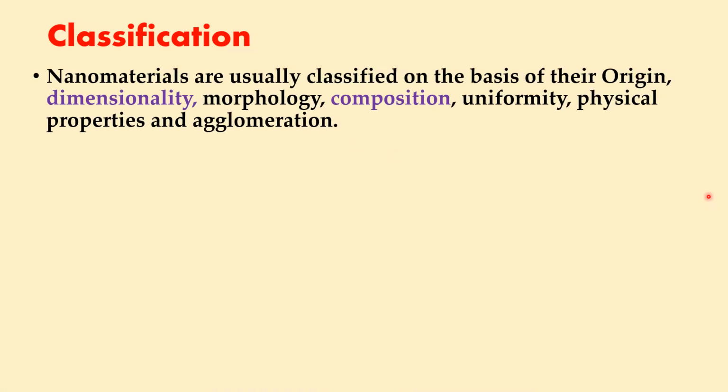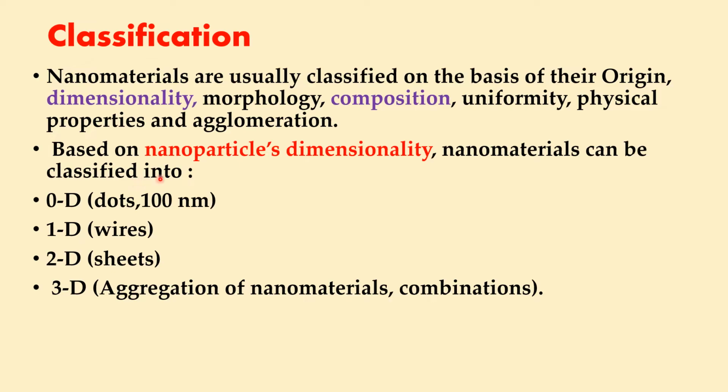So nanomaterials are classified on the basis of their origin, dimensionality, morphology, composition, uniformity, physical properties and agglomeration. But here we will discuss just dimensional basis and on composition basis. And based on the dimensionality, nanomaterials can be classified in 0 dimension, 1 dimension, 2 dimension and 3 dimension.